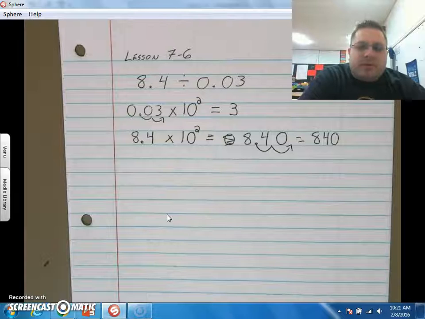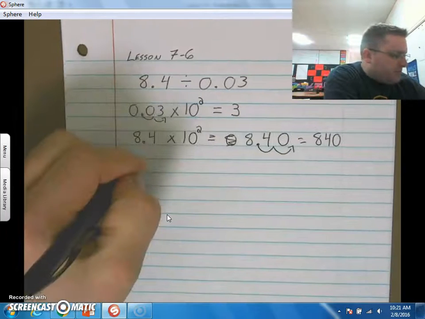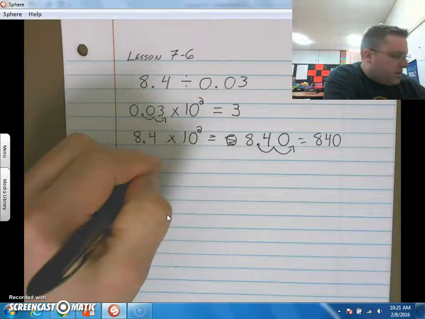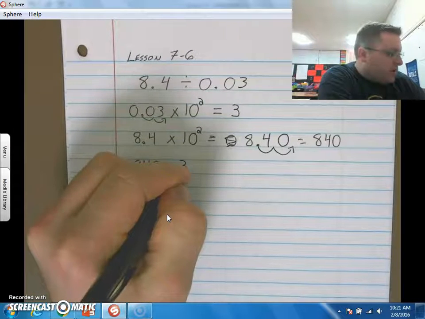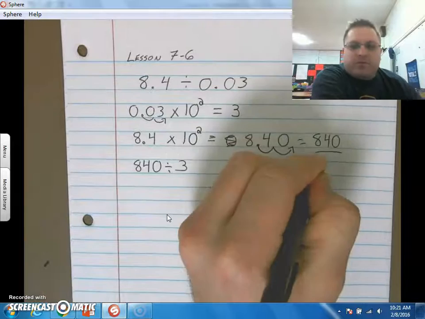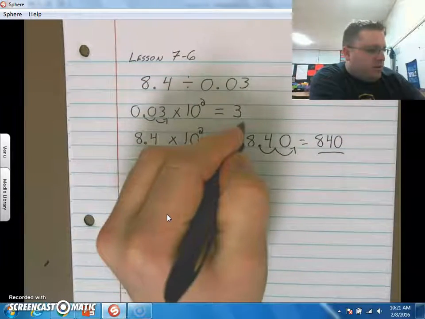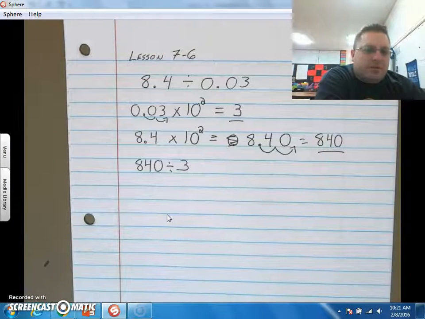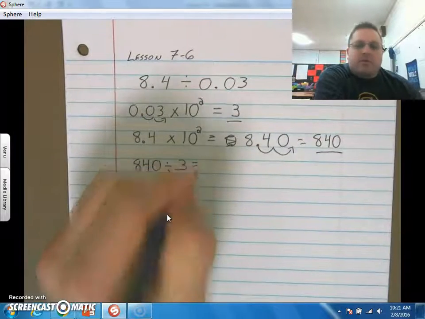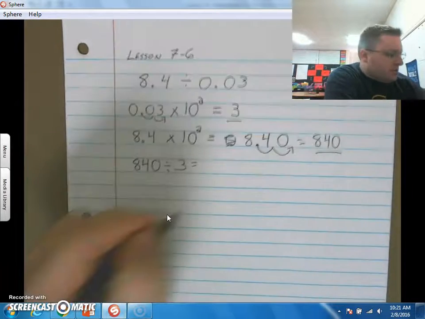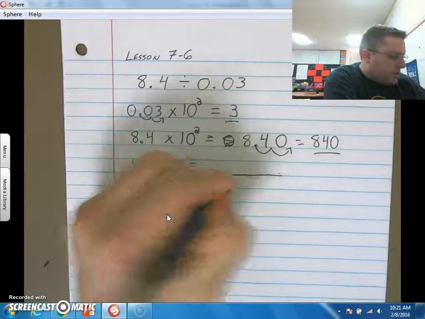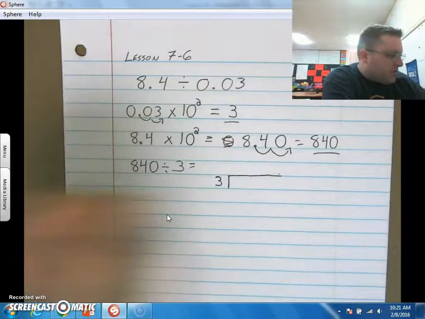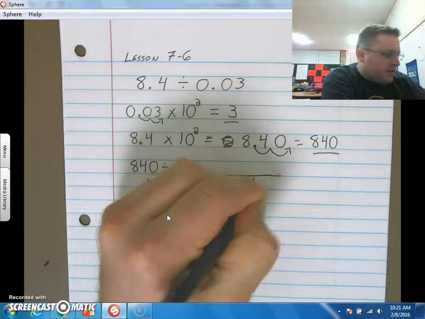Step 3 is going to be rewriting my problem. 840 divided by 3. Remember, this was my new dividend, and this was our new divisor. And then step 4 is I'm going to solve. So to solve, I'm going to show my work right here, and I'm going to write it so I can solve using the standard algorithm.